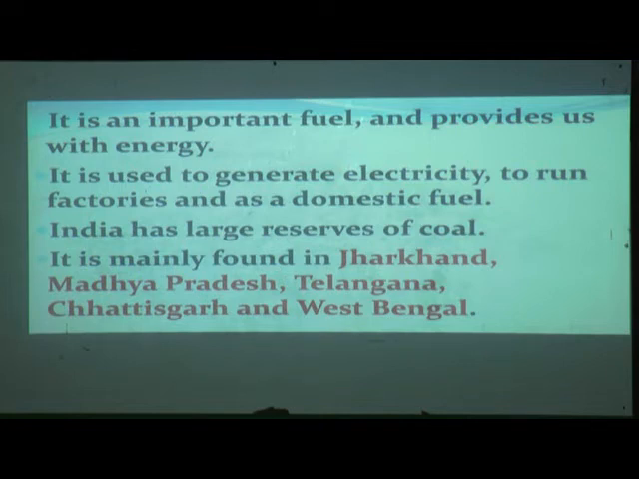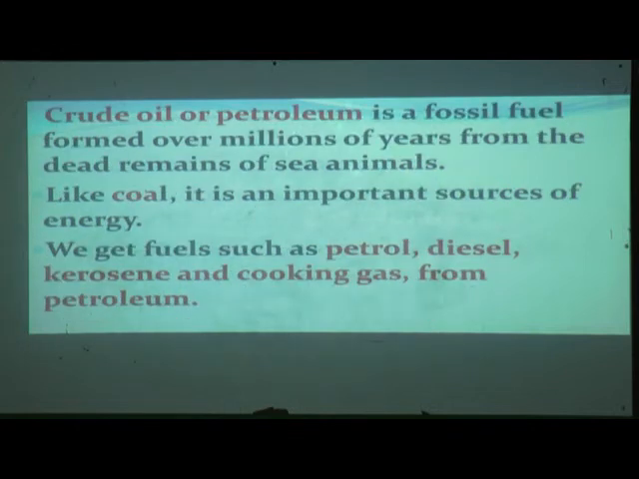India has large reserves of coal. So India is a place where we can find more coal. It is mainly found in Jharkhand, Madhya Pradesh, Telangana, Chhattisgarh and West Bengal. In these places we can find coal.